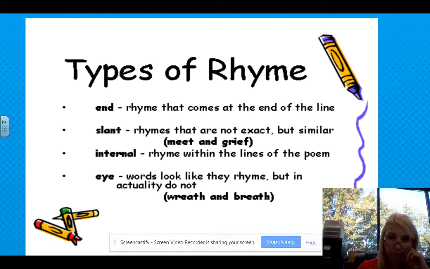Internal rhyme is a rhyme within the lines of the poem. If you are familiar with Edgar Allan Poe's The Raven, he uses internal rhyme. "Once upon a midnight dreary, while I pondered, weak and weary," all appears in the same line, and dreary and weary rhyme. We'll look at some other examples here in a minute.